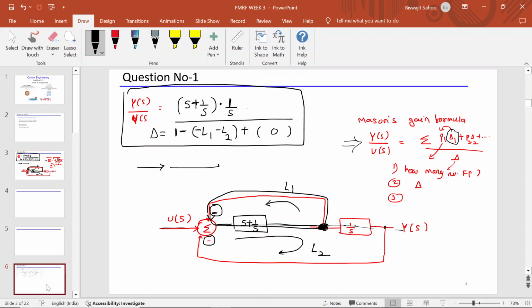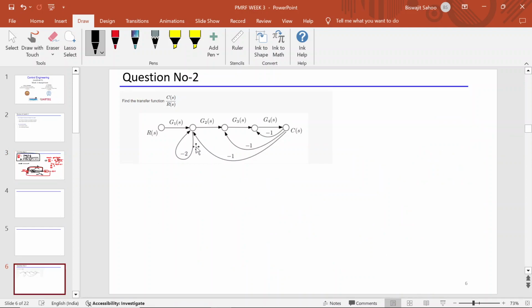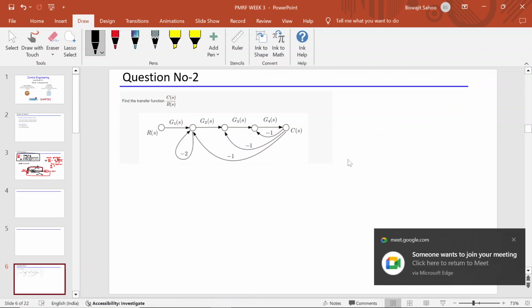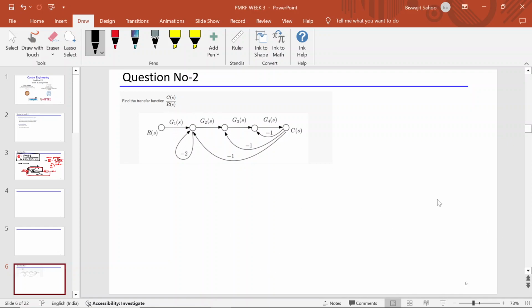Okay, if you have any problem, you can share it with me. But I have taken this problem because you can solve it in one line. How can you solve it in one line? You will go to question number 2. How do you solve this question?